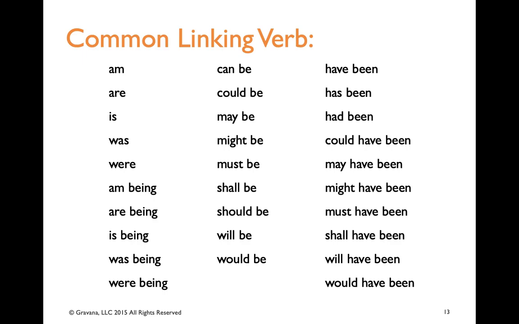Okay, some common linking verbs. Here we have a whole list of linking verbs that you can use. So am, are, is, was. If you look over here, could be, had been, should be, must have been. So we have all these linking verbs, and remember, all these do is go in the middle of your subject and your subject complement. So if we use the name Karen as an example, Karen is nice. Karen is being nice. Karen could have been nicer. All of these linking verbs are connecting our subject, Karen, to how we're describing her.